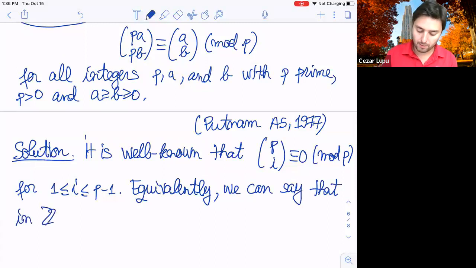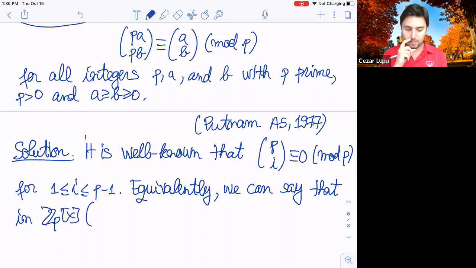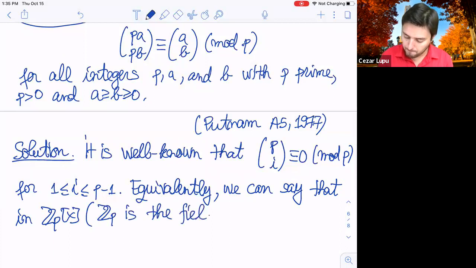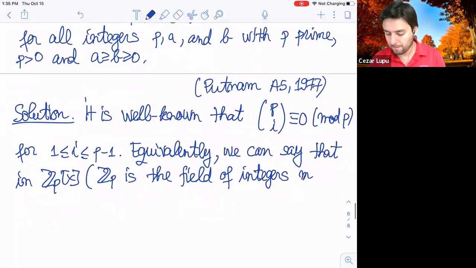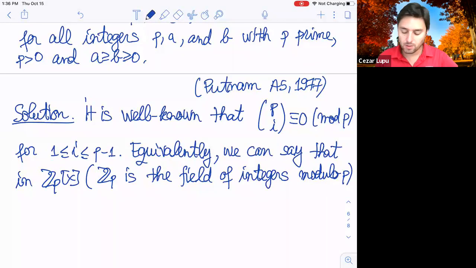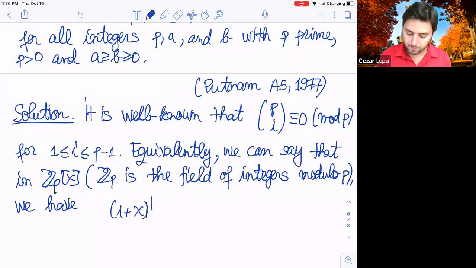in Zp of x, and let me say that this Zp is the field of integers modulo p, right? So the Zp has these elements, 0 all the way to p minus 1. So we can say that in Zp, we have that 1 plus x to the power p, and everything to the power p, is nothing else than just 1 plus x to the p.